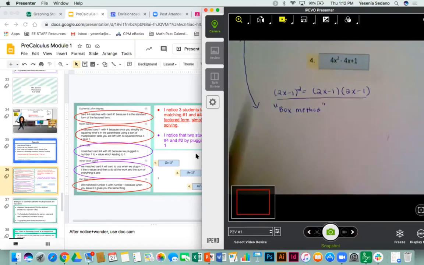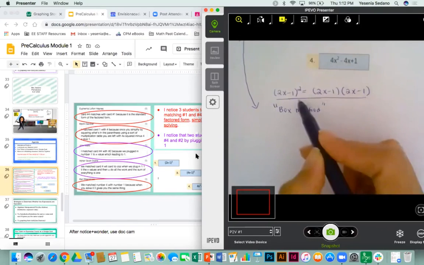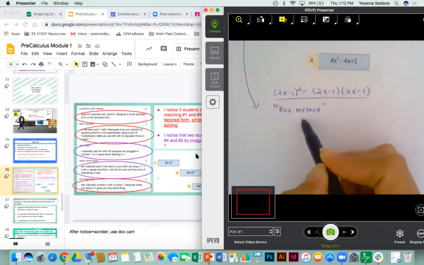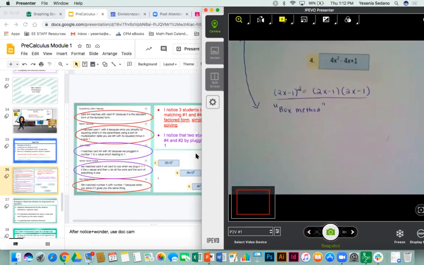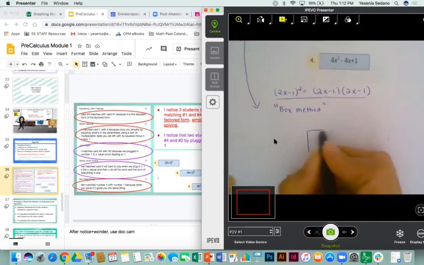Okay, so right now, y'all, I'm looking at card number 1. I rewrote it like this, and I'm going to be using the box method to multiply this out and see if it's true what Martin said, that if we multiply that out, we'll get that expression to match to card 4. Okay, so this is the box method, everyone.